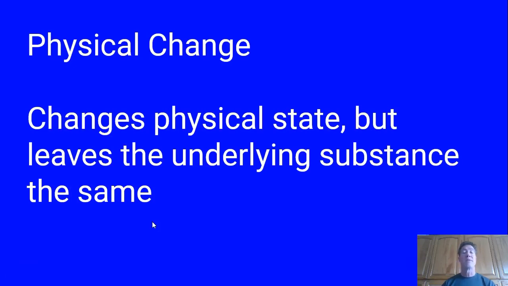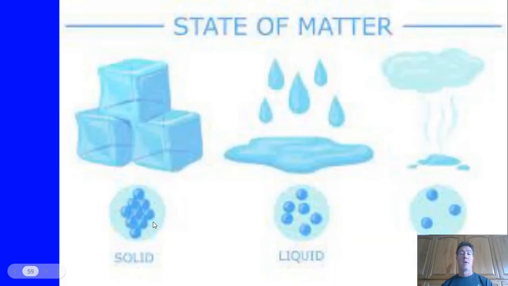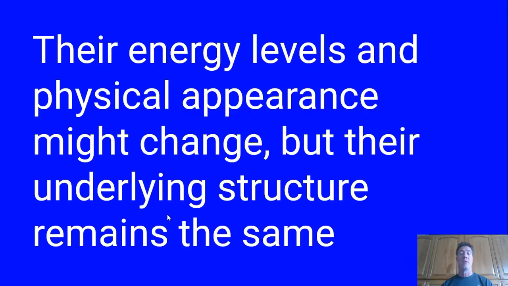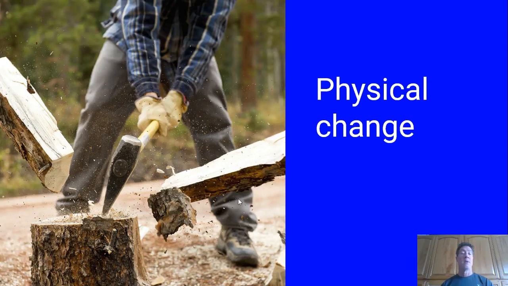So these are examples of physical changes. A physical change is a change in its physical state, but it leaves the underlying substance the same. So here their energy levels are different and their physical appearance is different, but the underlying molecular structure of water, for example, remains the same. So that's an example of a physical change. Here's another one. Chopping wood, just simply making it in smaller pieces. That is a physical change.